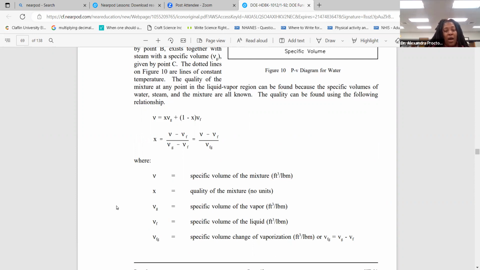X is the quality of the mixture. It doesn't have any units. V sub G is the specific volume of the vapor, which is in cubic feet per pound mass. V sub F is the specific volume of the liquid, in cubic feet per pound mass. And V sub FG is the specific volume change of vaporization, in cubic feet per pound mass, or V sub FG is equal to V sub G minus V sub F. Okay.